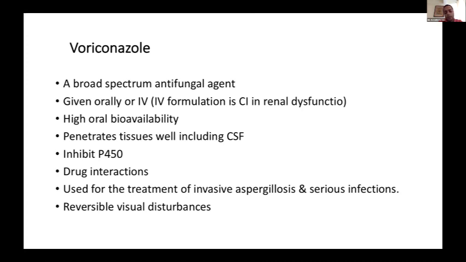with voriconazole. And the other disadvantage of using voriconazole is that it has zero order kinetics. And that is why the FDA recommends that you do therapeutic drug monitoring for voriconazole, which is not routinely available.